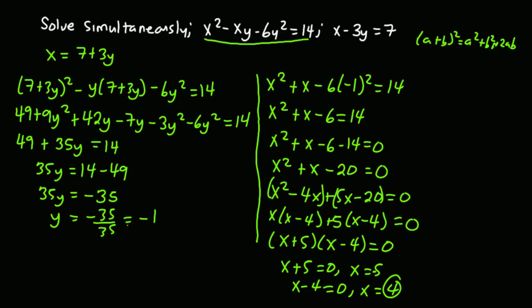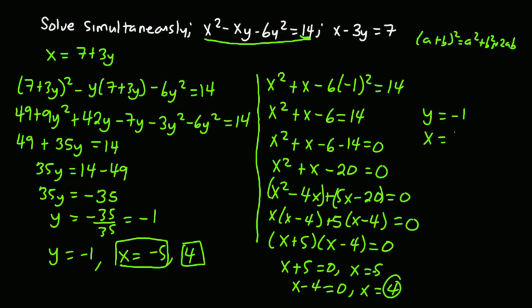So the values of x and y are: y is equal to -1, and for x we have -5 and +4. And so the values that will satisfy these two equations are y is equal to -1 and x is equal to 4.